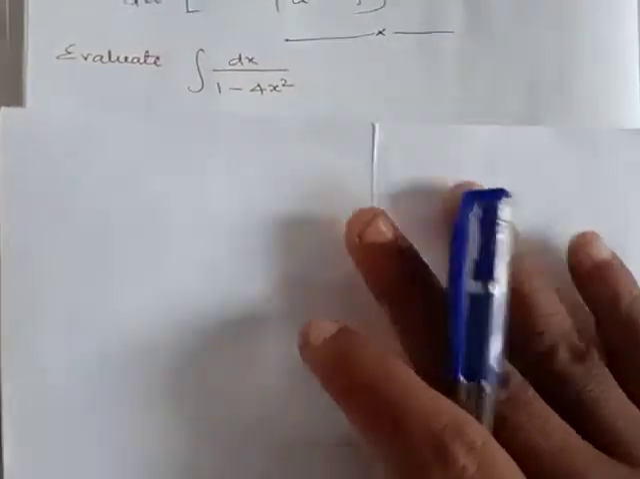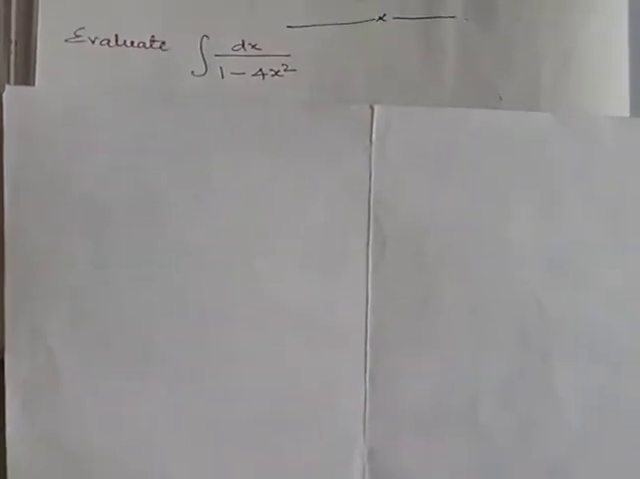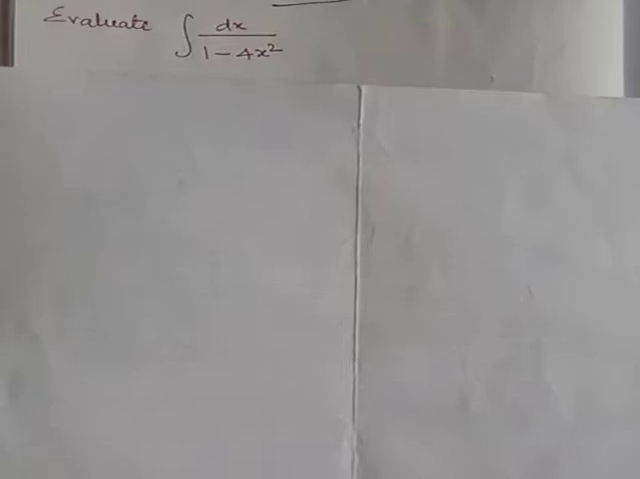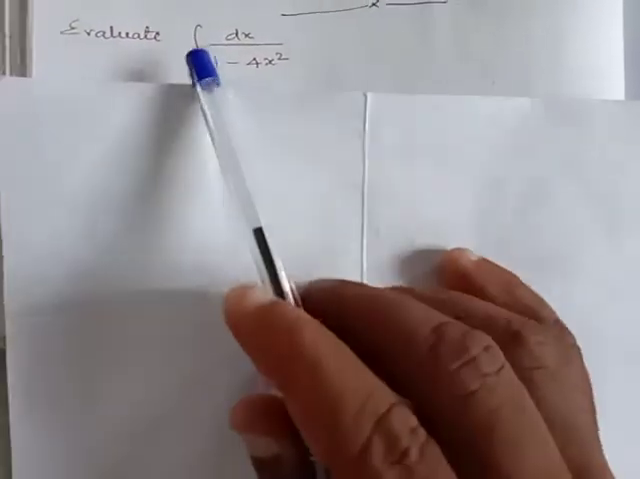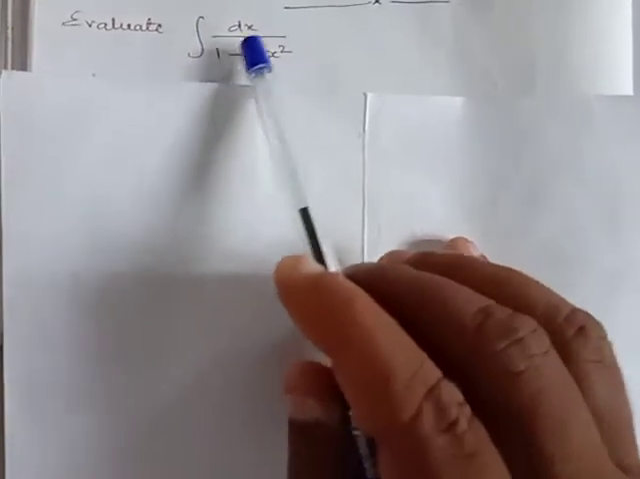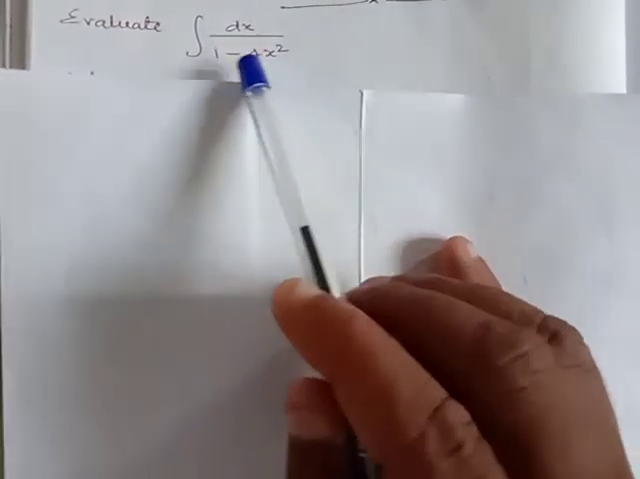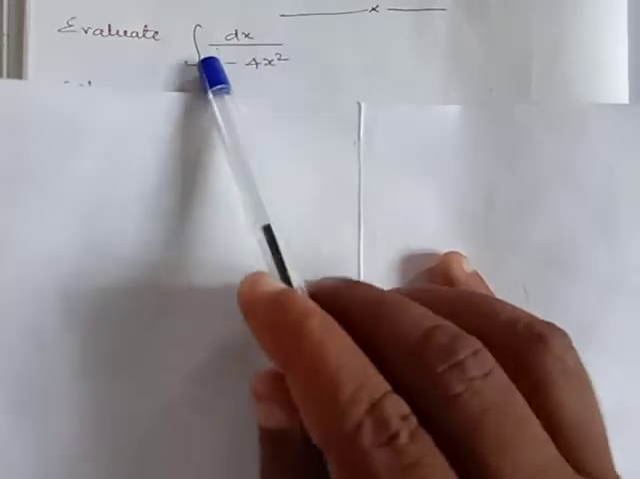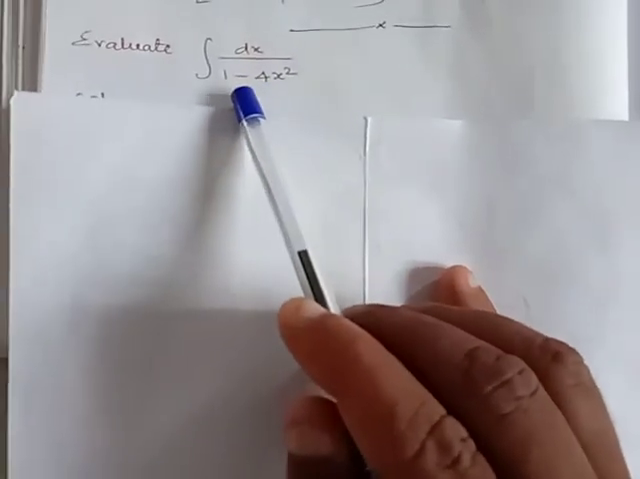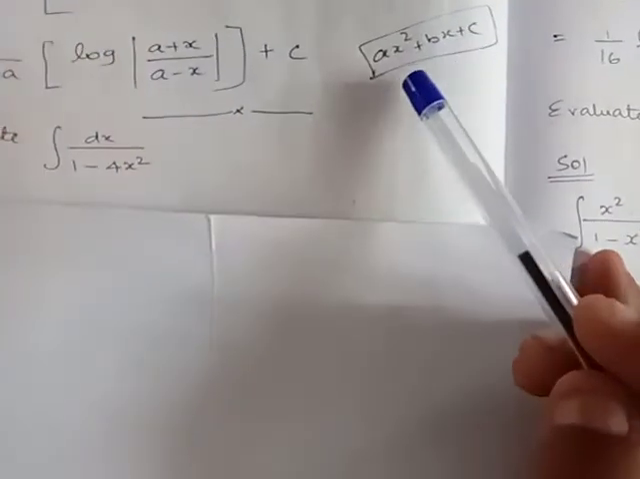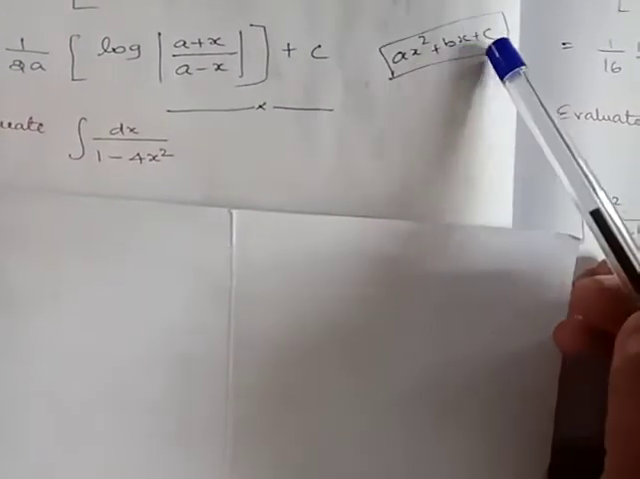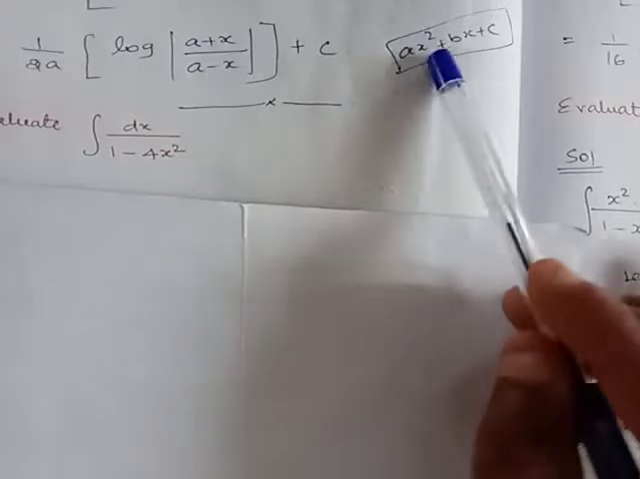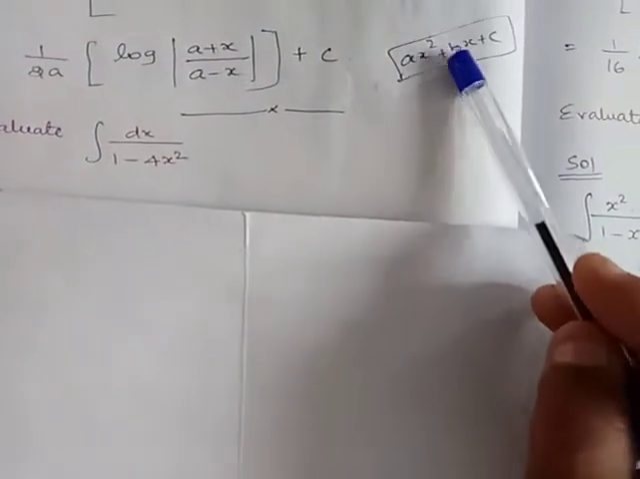Students, in this video we are going to solve problems related to the three formulas that we derived in the previous video. Here, if you look at the question, evaluate the integration of dx divided by 1 minus 4x square. Actually it is a quadratic expression in which the middle term is missing. We know that generally the quadratic expression will be in the form of ax square plus bx plus c.